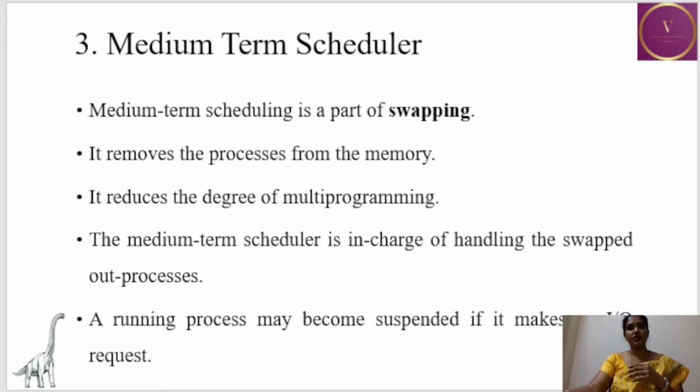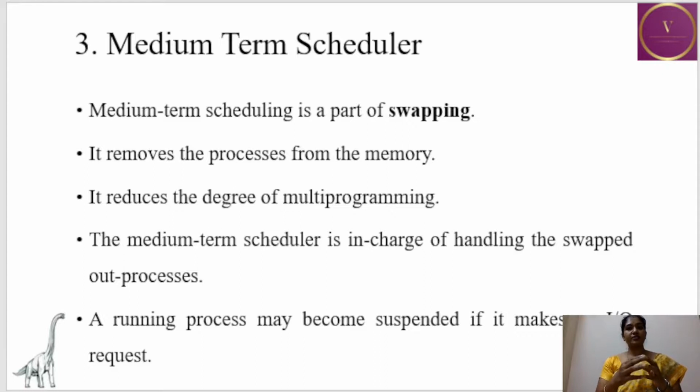Next is the medium-term scheduler. A medium-term scheduler is a part of swapping. It removes the process from the memory. It reduces the degree of multiprogramming. The medium-term scheduler is in charge of handling the swapped out processes. We said a time-sharing operating system will be using the medium-term scheduler. In a time-sharing operating system, the CPU is allocated to a particular process for a particular set of time. After the time elapses, the process has to be swapped out of the memory, and this medium-term scheduler does that swapping out.